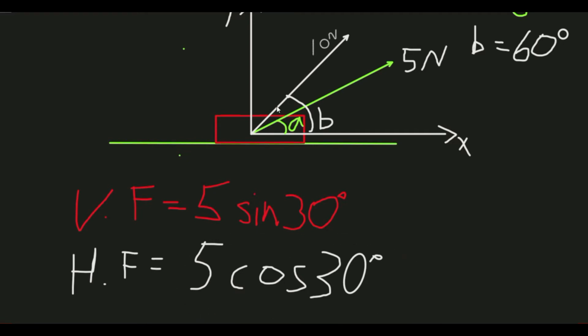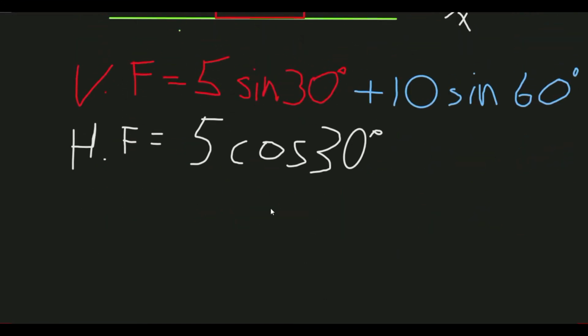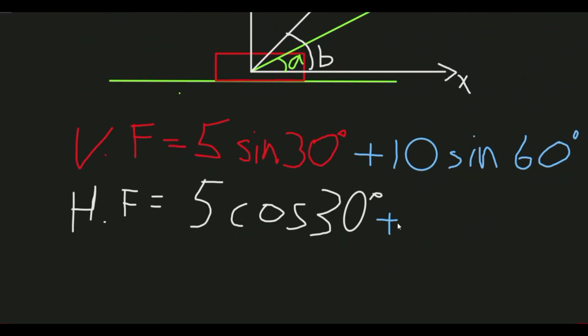However, there is another force, right, the 10 Newton. So we will add that to the vertical force. What is the vertical force due to the 10 Newton here? I can simply say that it is plus 10 sine 30. Oh, my bad, sine 60, right? Because the angle of the 10 Newton is B and B is 60 degrees. Sine 60 degrees. And for the horizontal force, it's as easy as that. It's 10 cos 60 degrees.